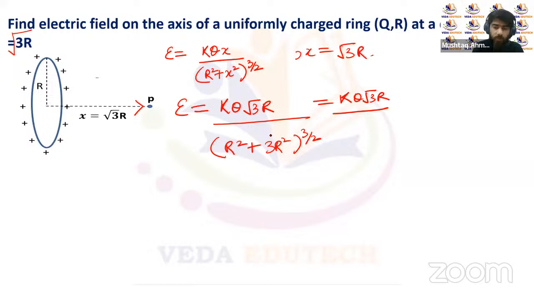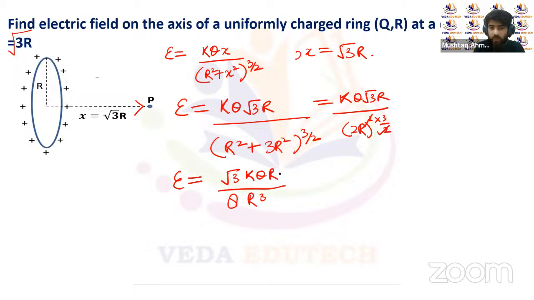3r square plus 3r square will be 4r square, or we can write it as 2r whole square, multiplied by 3 by 2, right? From here, 2 and 2 will get cancelled. So the net field here will be root 3 kqr upon, we are left with 2r whole cube, which is 8r cube, right? From here, r and r will cancel. We'll be left with root 3 over 8, kq upon r square. So this will be the net electrostatic field because of this charged ring at a distance of root 3r. It's a direct formula based question, nothing special in it, right?